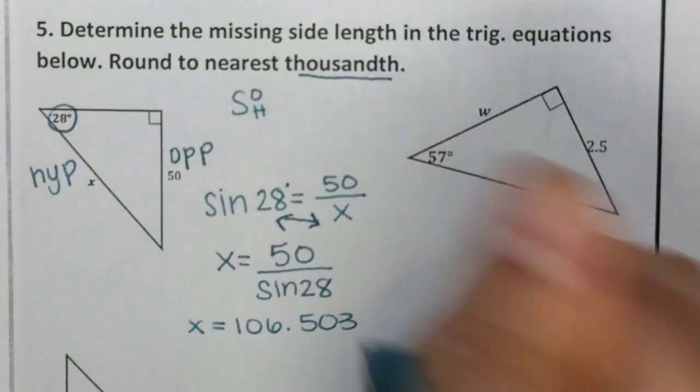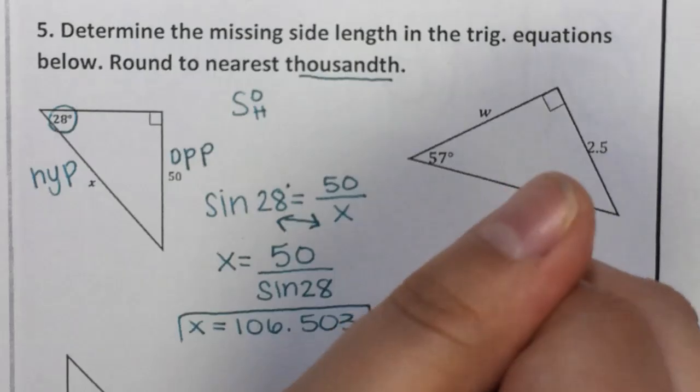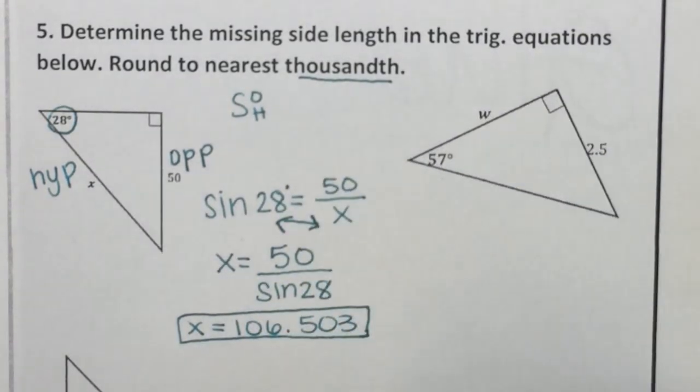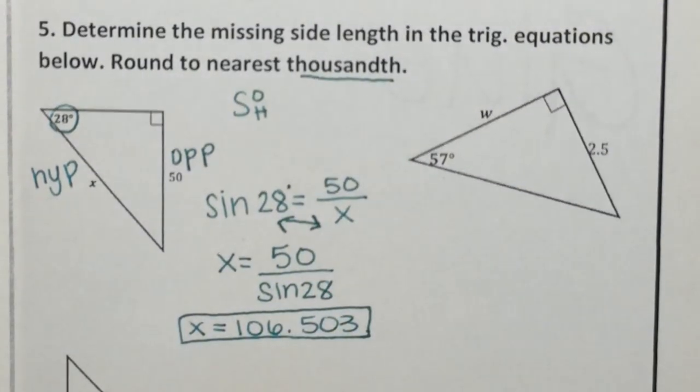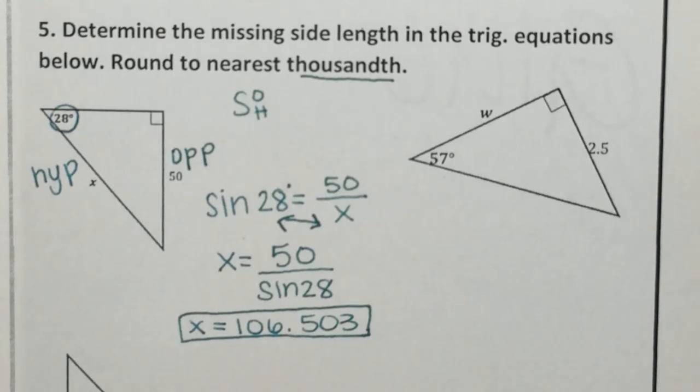106.503. That is my answer. You only need to find one missing side. Unless it tells you to do another, you only need to do the one. What questions can I answer? You want to do another one to get practice? Let's do the next one.